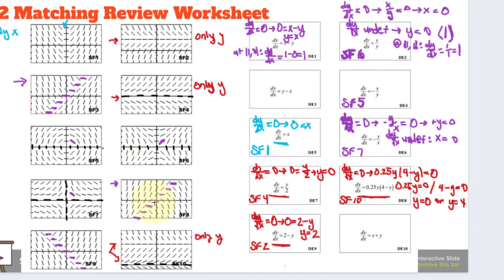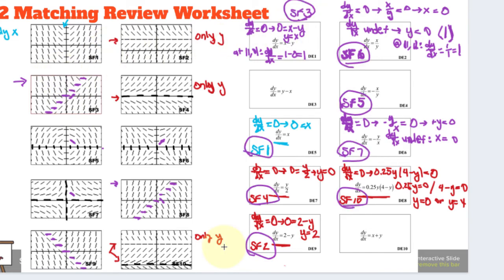So at 1, 0, so that's this point 1, 0, this one's negative 1, which wasn't what we wanted, but this one was positive 1, which was what we wanted. So this one's going to match up with this. So this is going to be slope field 3. And then we're choosing between this and this. Which one's going to be 0 at y equals x? You see this one's going to be 0 at y equals x. This one's going to be 0 at y equals negative x. So this one's going to match up with this one.